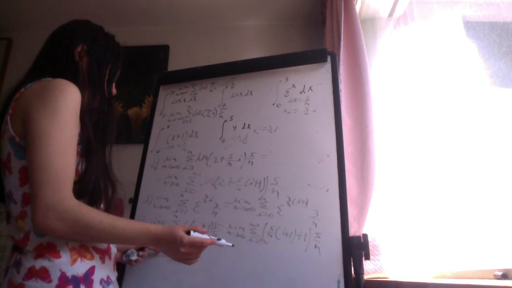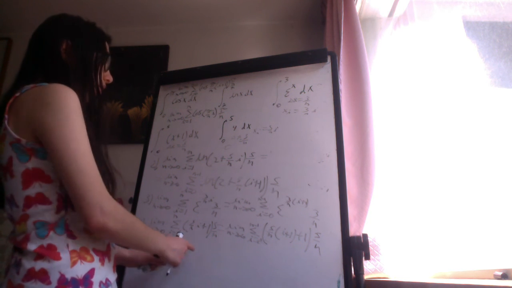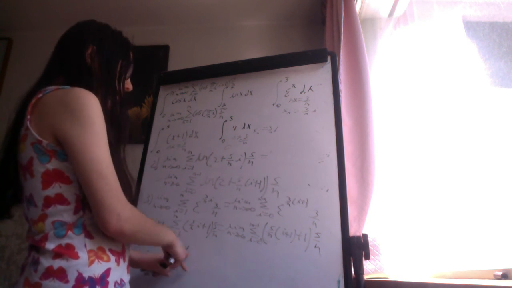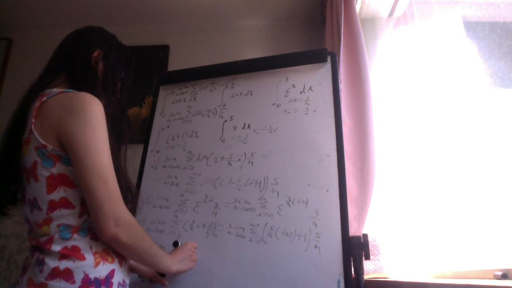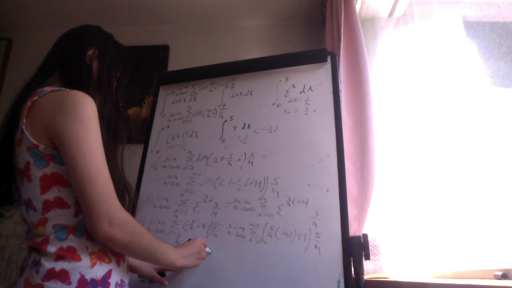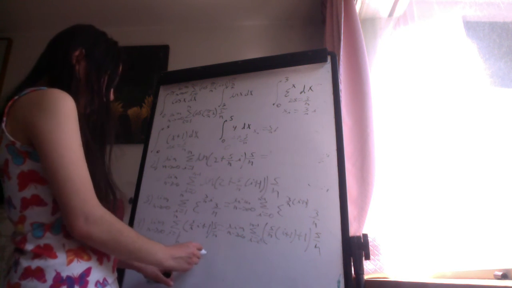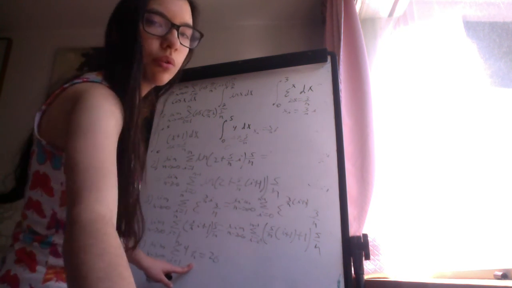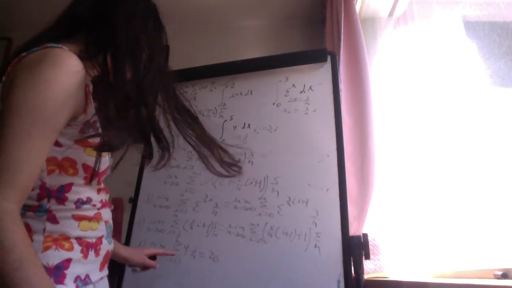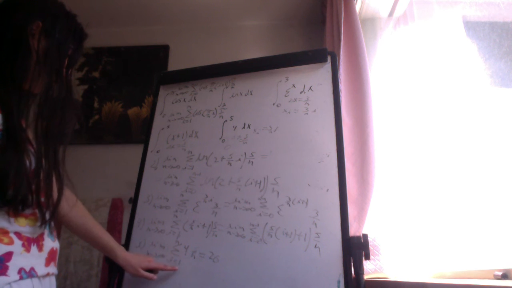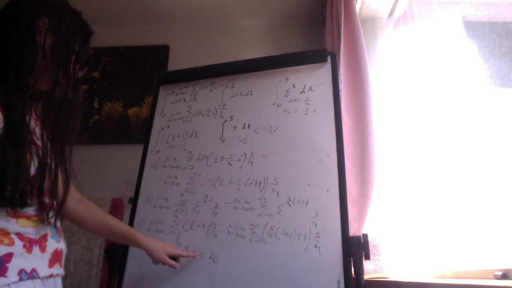4, that is our f of x, is 4, times delta x. Our delta x is 5 over n. And this will be just 20, because this doesn't depend on i, so it's just 4 times 5 is 20.